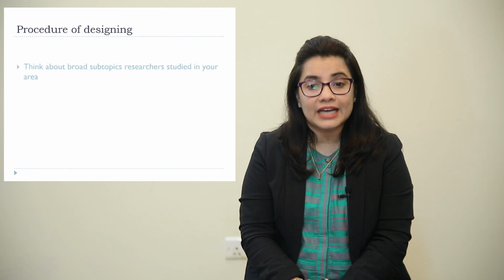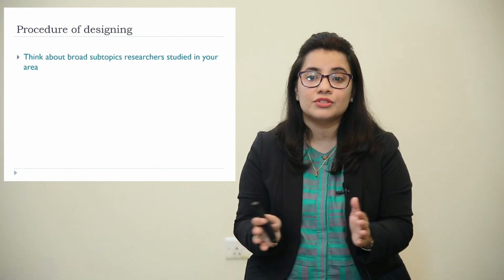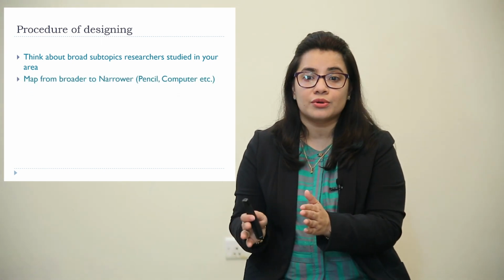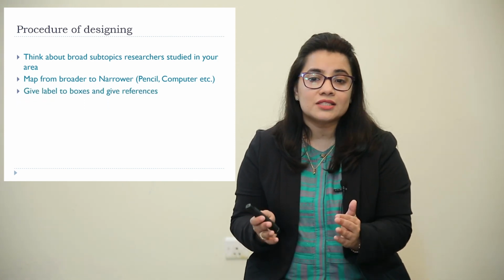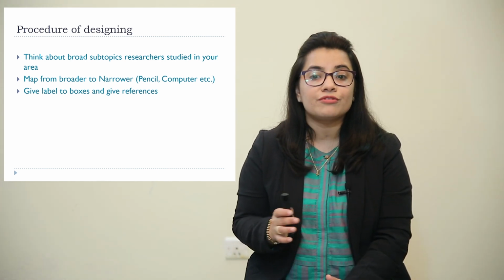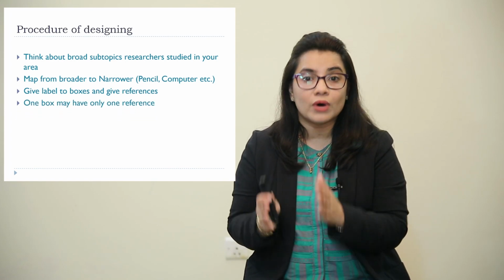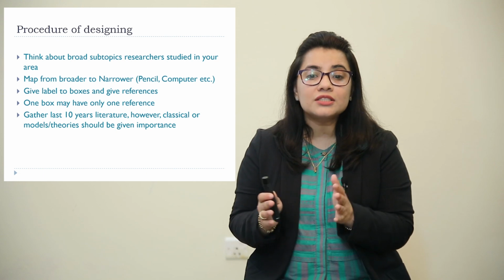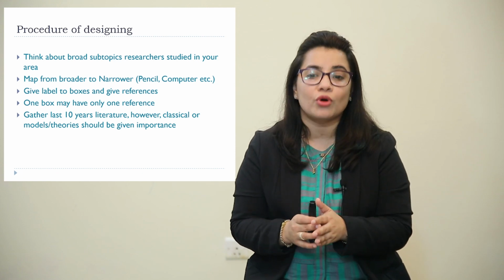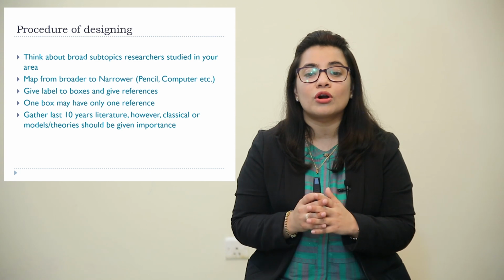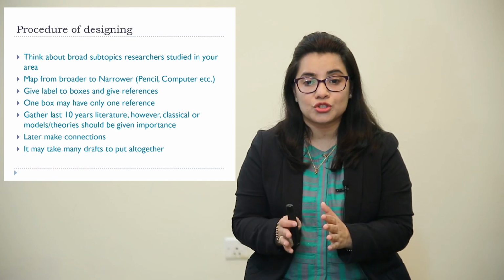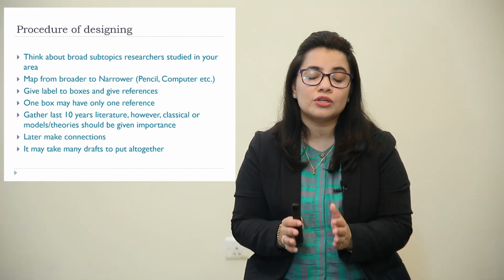What is the procedure of designing? Think about broad subtopics researchers studied in your area. Secondly, the map should be from broader to narrower. You can develop it with a pencil or maybe on a computer, but always go from broader to narrower. Give labels to boxes and give references. One box may have only one reference. Gather the last 10 years of literature. However, classical models or theories should be given importance. Later make connections. It may take many drafts to put it all together.